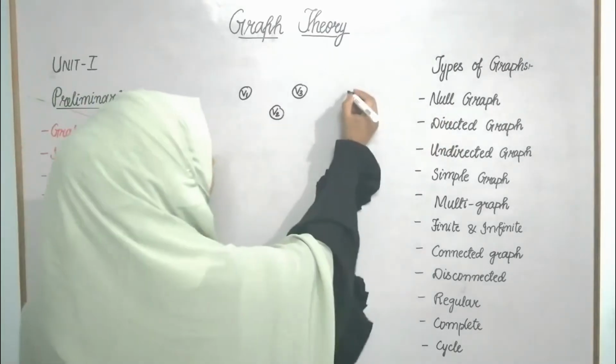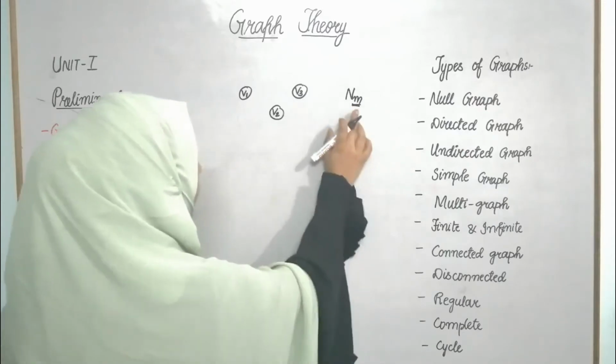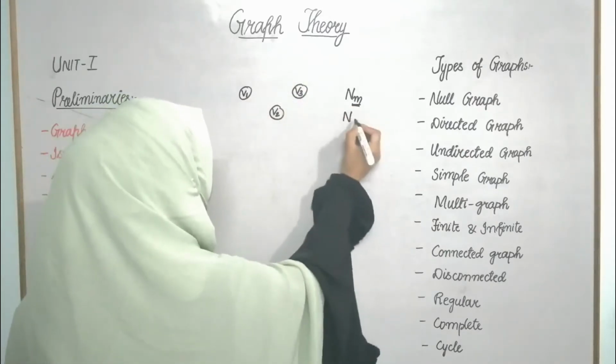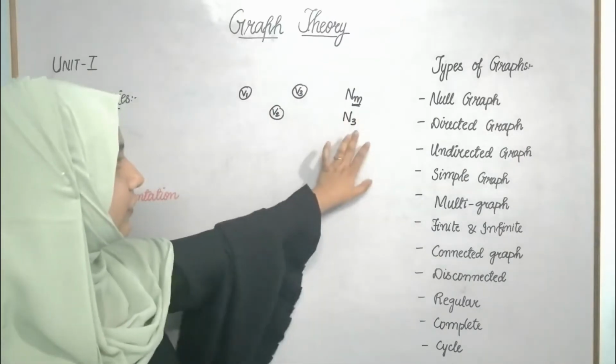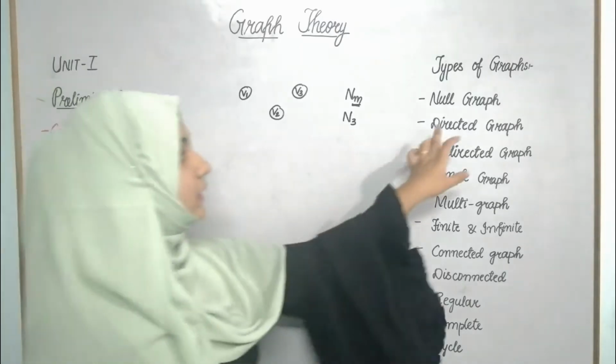It is denoted with N, where N gives you the number of vertices. Here we have got 3 vertices, V1, V2 and V3. So this will be N3. It's a null graph which contains 3 vertices. Got? Simple. Next, directed graph.